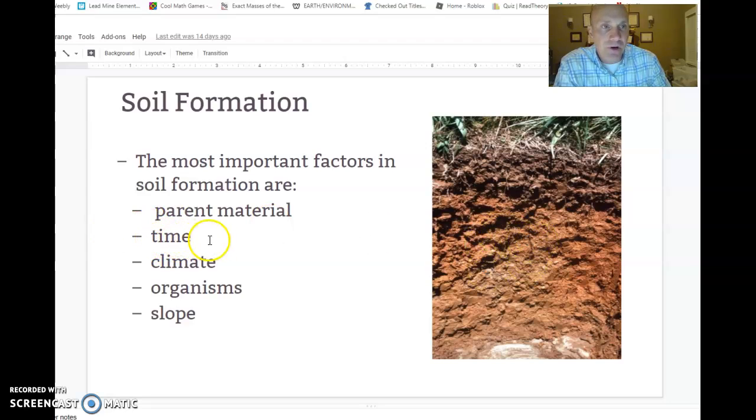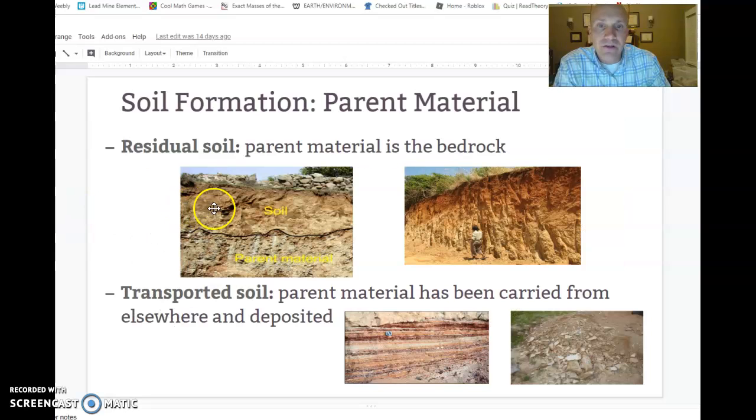Another is time. If soil has a long time to form, it's going to be a lot thicker and a lot more developed. Climate is going to be a factor. Organisms that live in the soil are going to be a factor, and also slope. Is it on a piece of flat land or is it on a mountainside? Let's go through those one by one. First of all is parent material.